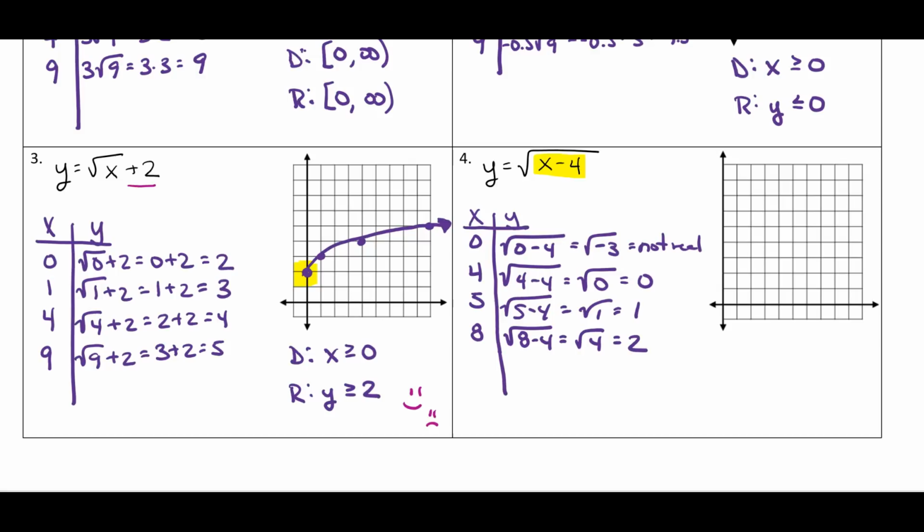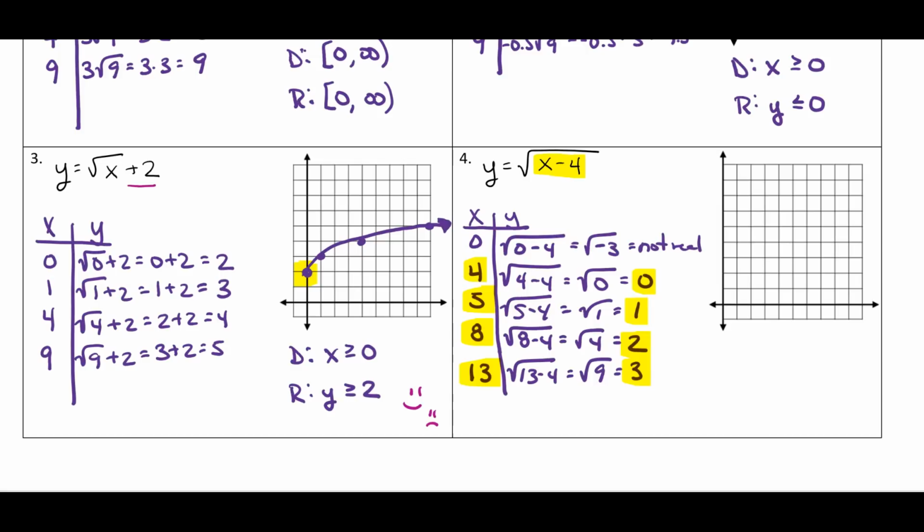Okay, what would the next one be? The square root of what minus 4? Well, 13 minus 4 gives us 9. So the square root of 9 equals 3. So again, the values we're going to graph are 4, 0, 5, 1, 8, 2, and 13, 3. If we can fit them all on here.